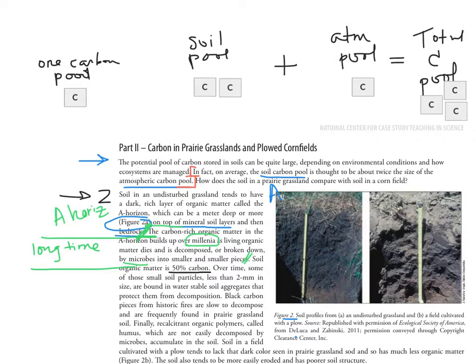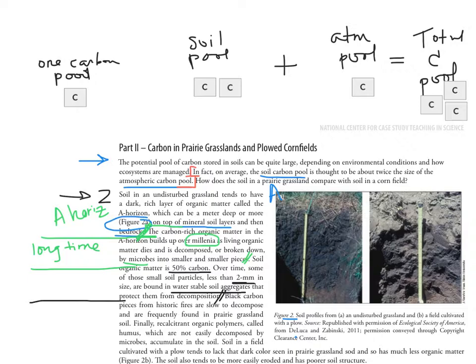Over time, some of these small soil particles, less than 2 millimeters, so I want you to appreciate 2 millimeters in a moment, in size, these soil particles are bound in water stable soil aggregates. So big chunk right there, water stable soil aggregates that protect them from decomposition. All right, that's the end of an idea here. What did we just talk about here?